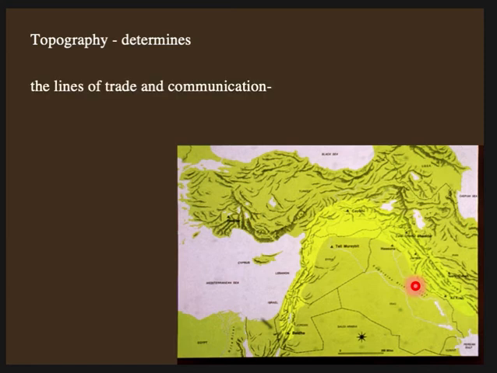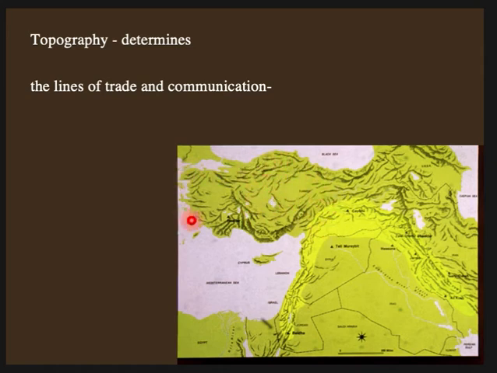Okay, so topography, as we said before, will determine, or at least influence, lines of trade and communication. So old ancient trade routes typically follow the Taurus Mountains east-west, the Tigris and Euphrates river systems north-south, and then there are also certain passes like the Khorasan Road that goes through the Zagros to central Iran, or the Cilician Gates, which allow people to access the uplands, the Anatolian Plateau.